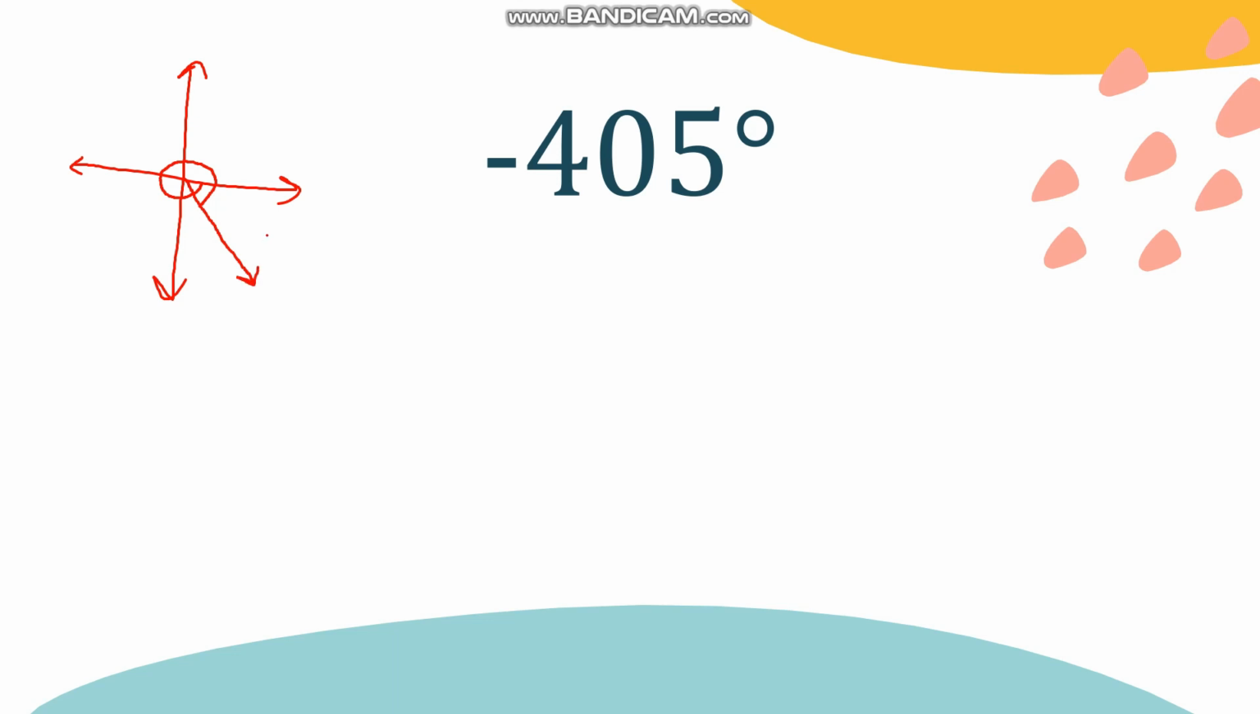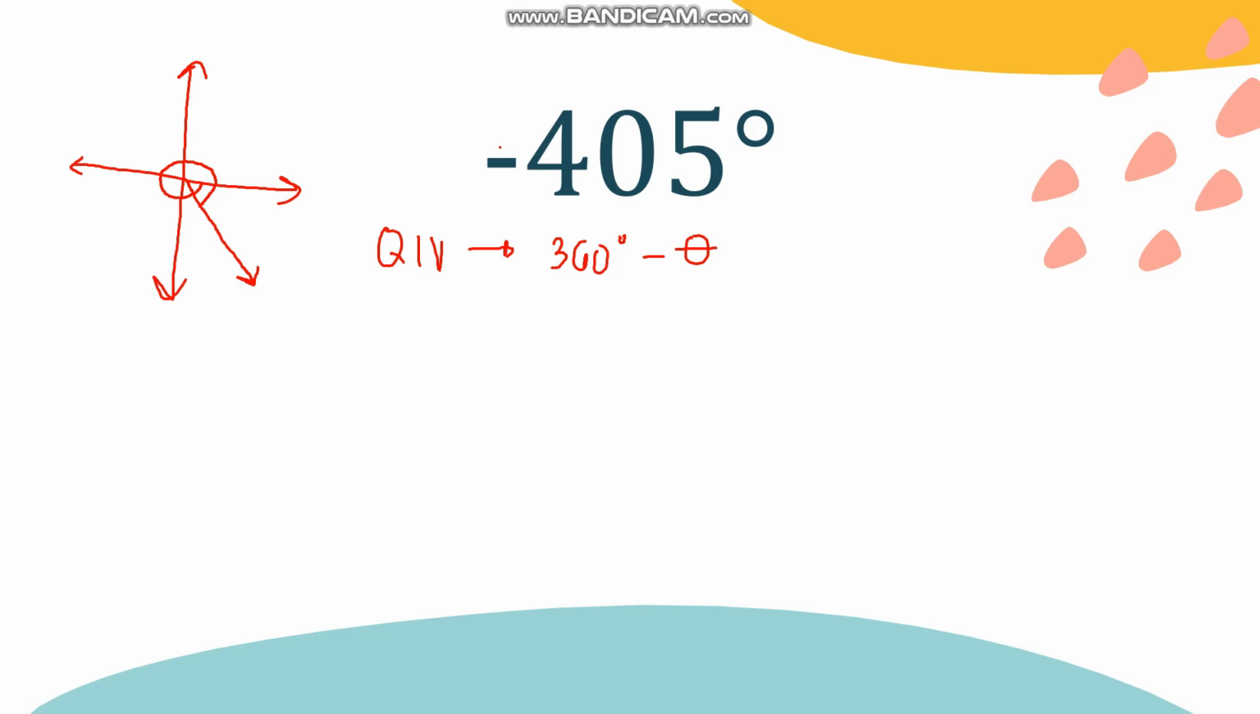What we have to do is identify a coterminal angle of negative 405 degrees that is a positive angle. Since this one is in the fourth quadrant, if the angle is in the fourth quadrant, we follow 360 minus the theta. If we use negative 405 degrees, that will be 360 minus negative 405, or 360 plus 405, which will give us a different answer.